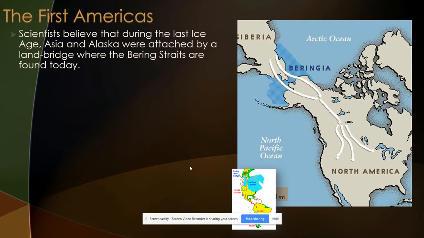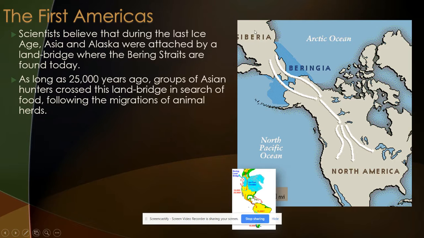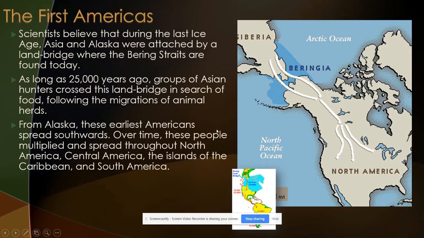So first, Americas. Scientists believe that during the Ice Age, Asia and Alaska were attached by a land bridge where the Bering Straits are found today. So here's the Bering Straits. And during the Ice Age, this area was actually all land. So your darker blue areas were all land. Eventually, over time, following the woolly mammoths, those different groups coming out of Mongolian areas come into North America. As long as 25,000 years ago, groups of Asian hunters crossed the land bridge in search of food. And of course, they were following the migration of different animals and herds that were coming into North America.